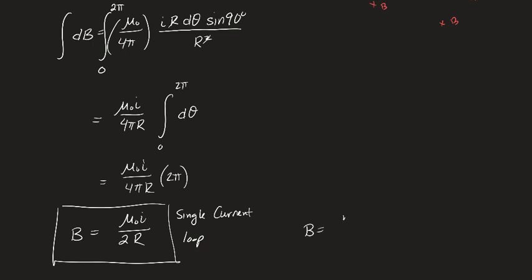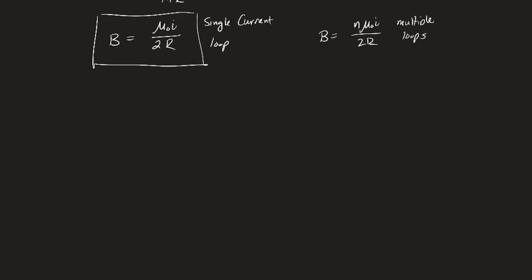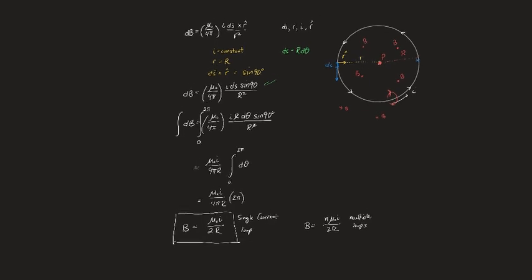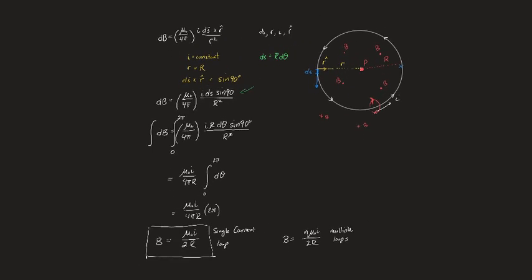Obviously, you should be prepared for a situation in which you have multiple loops. This is a way to make a magnetic field, a loop of current. We good to go? Pretty straightforward? All right. Not terrible.